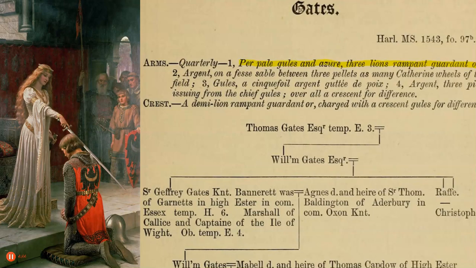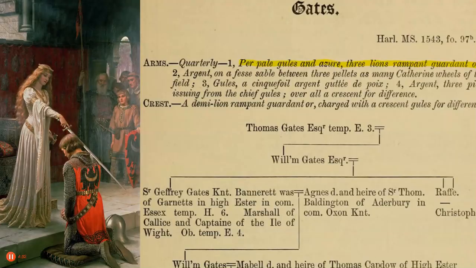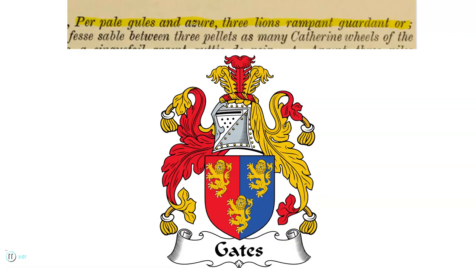So what does that look like? That looks like this. And this is the arms that would have belonged to or have been borne by Sir Geoffrey Gates. He was a knight and a marshal or governor on the Isle of Wight, and he was a soldier as well. So that's kind of how we determined it.